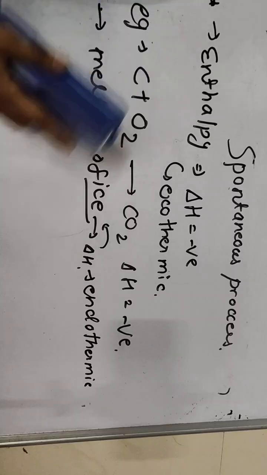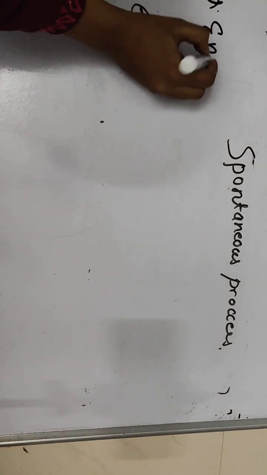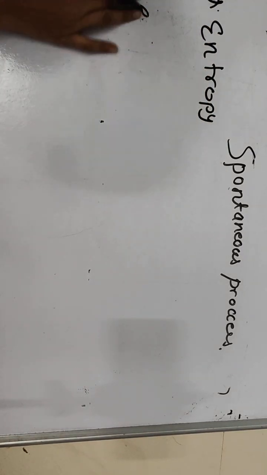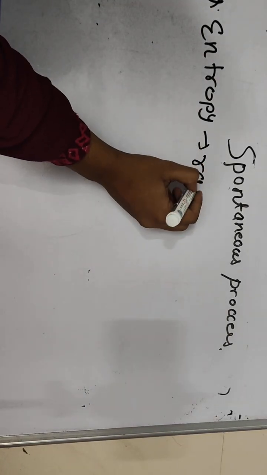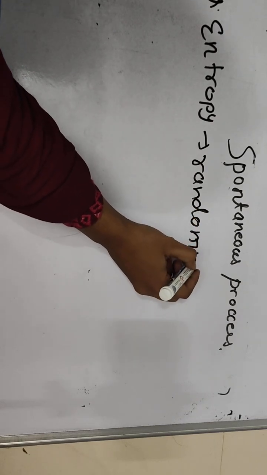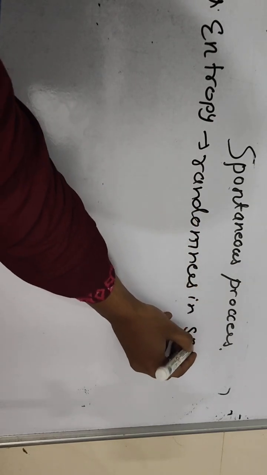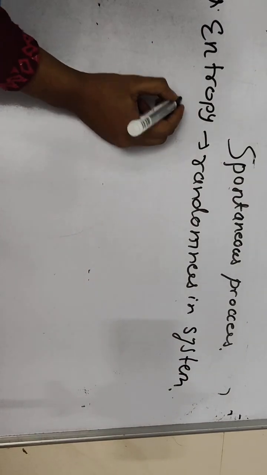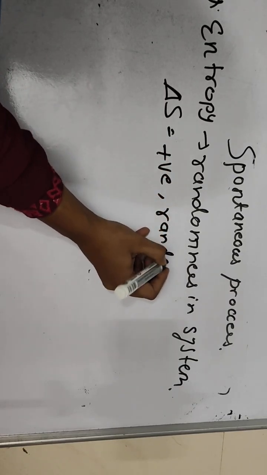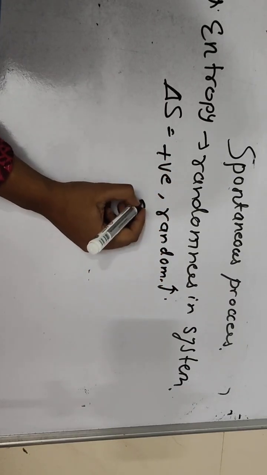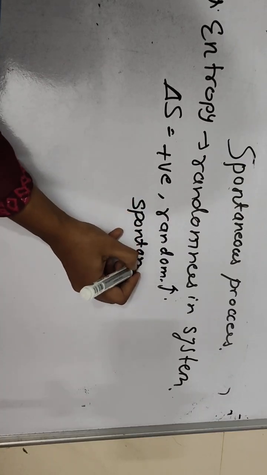To check whether a reaction is spontaneous or non-spontaneous, then we take entropy. So what is entropy? Entropy basically tells us about the randomness in the system. So when the entropy is positive, means when the randomness is increasing, the reaction has become spontaneous.